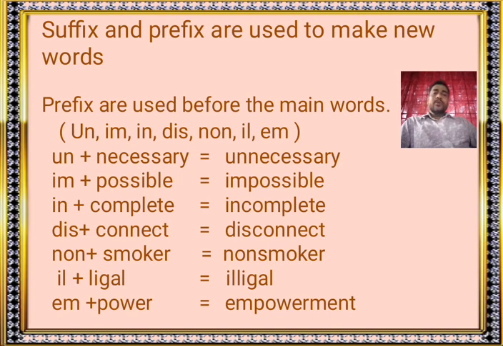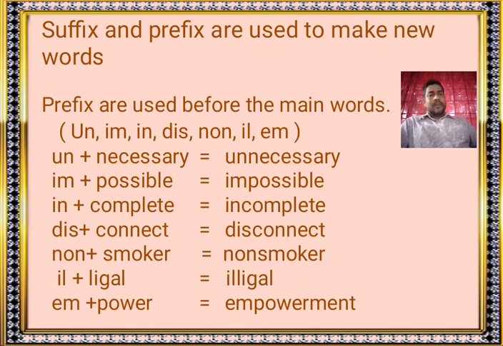If you put the prefix "un" before necessary, the new word will be unnecessary. Then possible, if you put "im" before possible, the new word will be impossible. In the same way, in plus complete equals incomplete. Dis plus connect equals disconnect. Non plus smoker equals non-smoker. Il plus legal equals illegal. Im plus power equals impower.